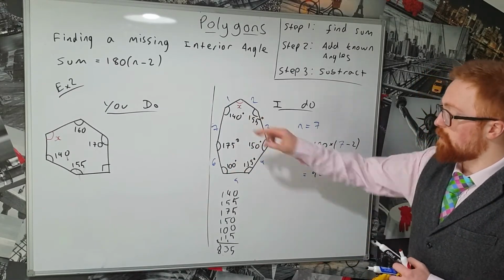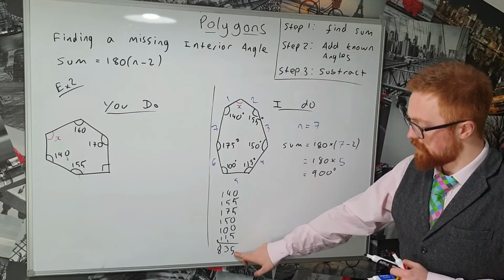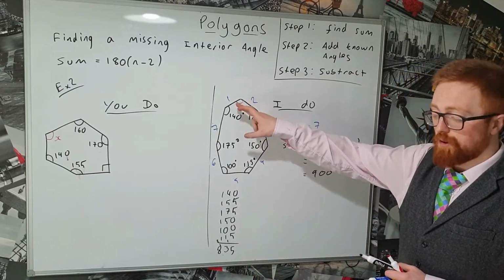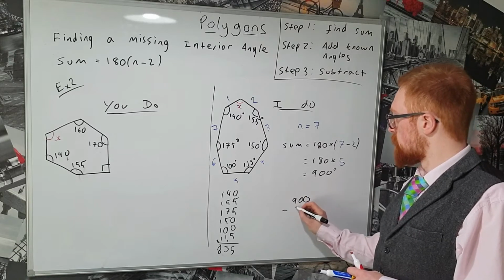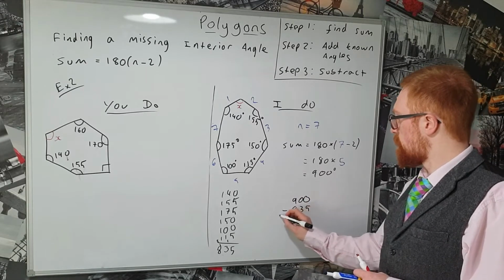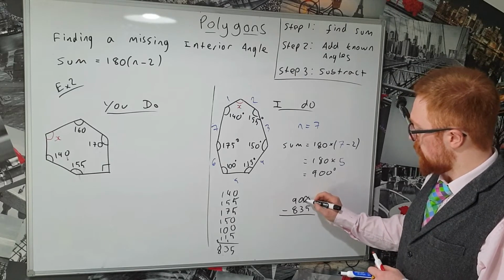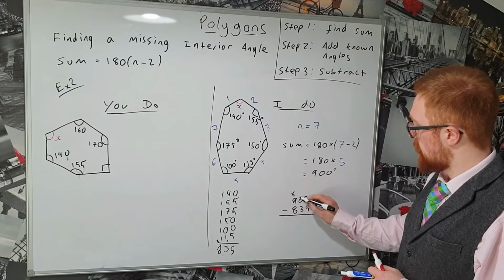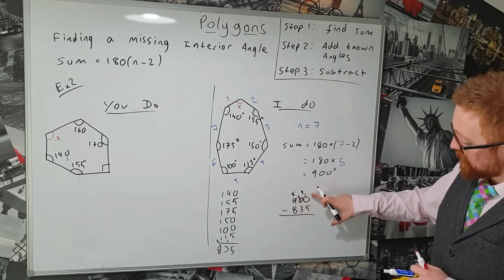So now we need to work out what our missing angle is, and to do that we subtract the sum of those 6 angles from the sum of all the angles to work out what's left over for x. So we do 900, we subtract 835, now we're going to have to do some borrowing here, so let's borrow 1 from this 9 to make it an 8, that makes that a 10, but then we borrow 1 to make that a 9, so then we've got 10 here.